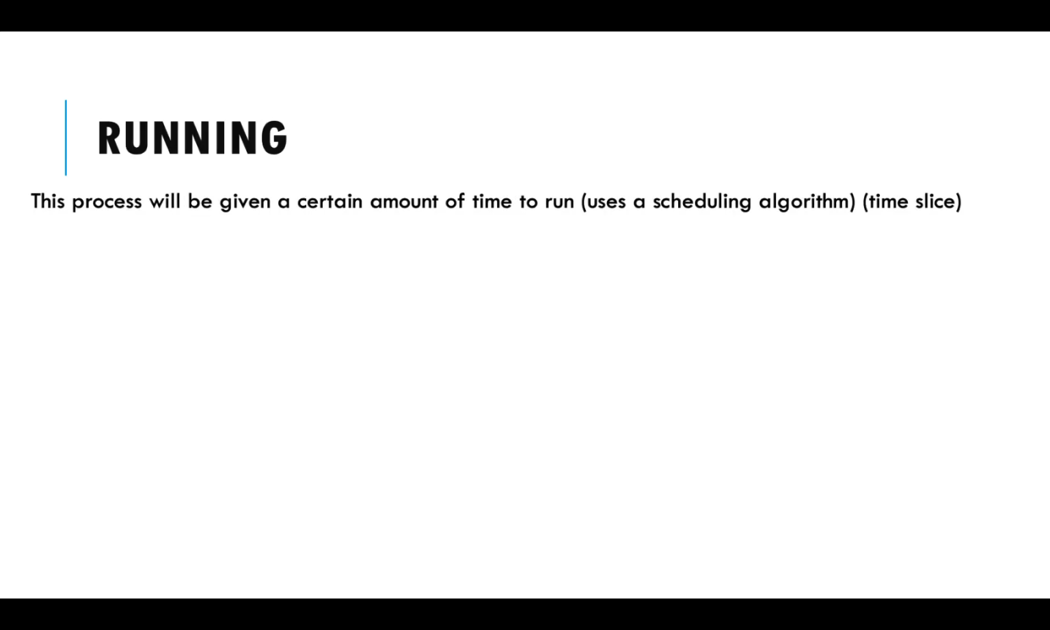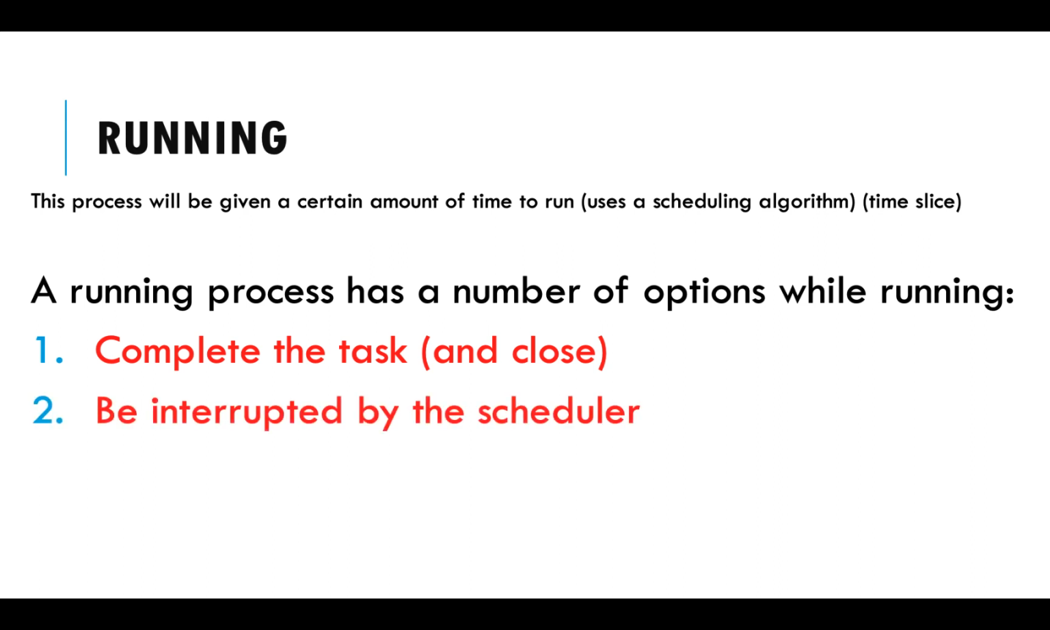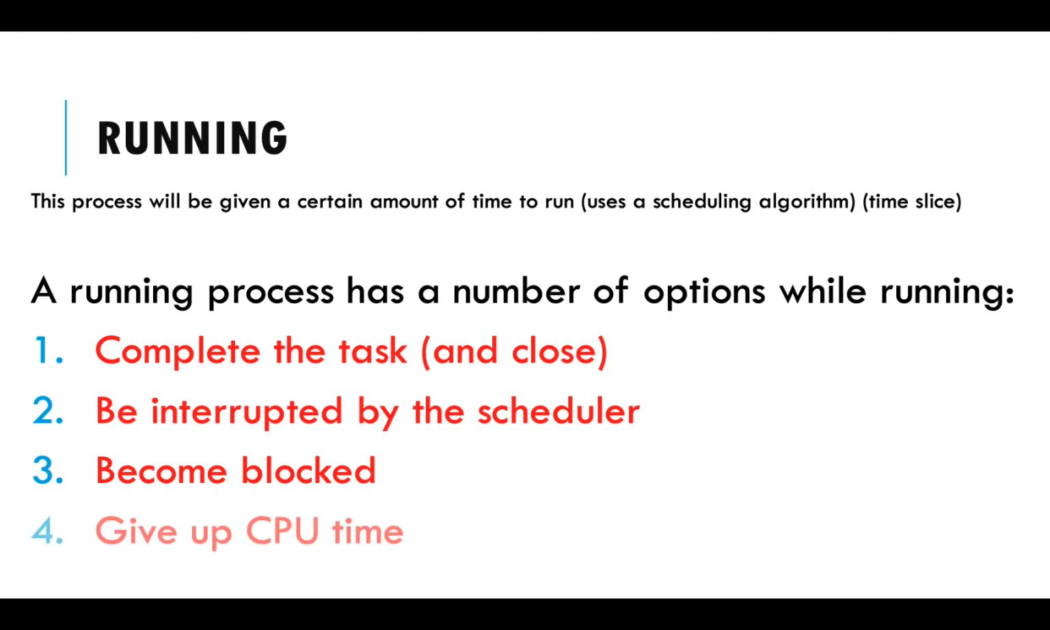In the running state, this process will be given a certain amount of time to run, and that's called a time slice. So a running process has a number of options while it's running. 1, it can complete the task and close. 2, it can be interrupted by the scheduler because of a higher priority. 3, it can wait for an input or output and become blocked. Or number 4, it can give up its own CPU time of its own free will.